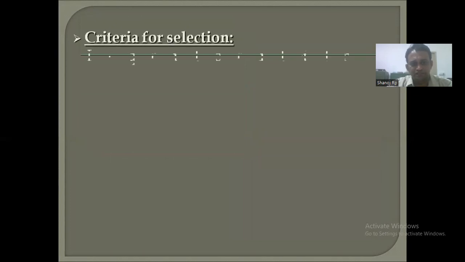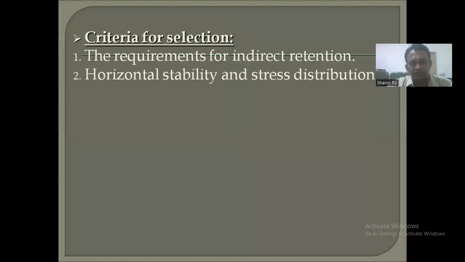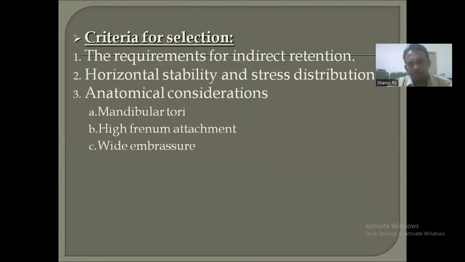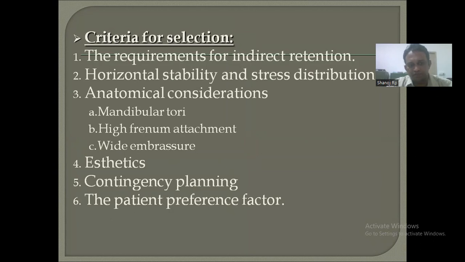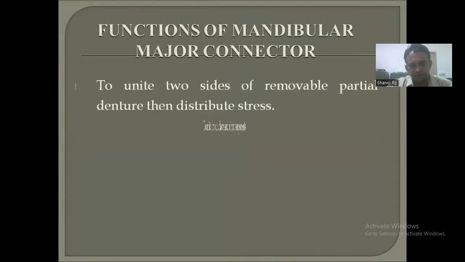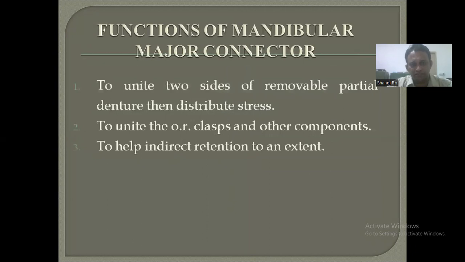The criteria for selection: the requirements for indirect retention, horizontal stability and stress distribution, anatomical considerations like mandibular tori, high frenal attachment, wide embrasures, aesthetics, contingency planning, and patient's preference factor. Functions of a mandibular major connector: to unite two sides of removable partial denture and distribute the stress, to unite the clasps with other components, to help indirect retention to an extent, and to splint weak teeth.